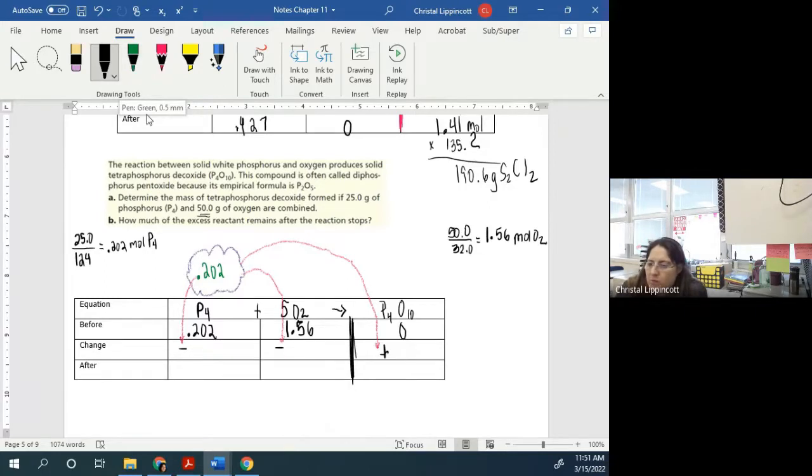So see if you can figure out how many grams of this. So we want to know grams of this guy. And we want to know grams of your excess reactant. So figure out which one of these is in excess, and from there, figure out the grams of that. So how many grams of this, grams of this.